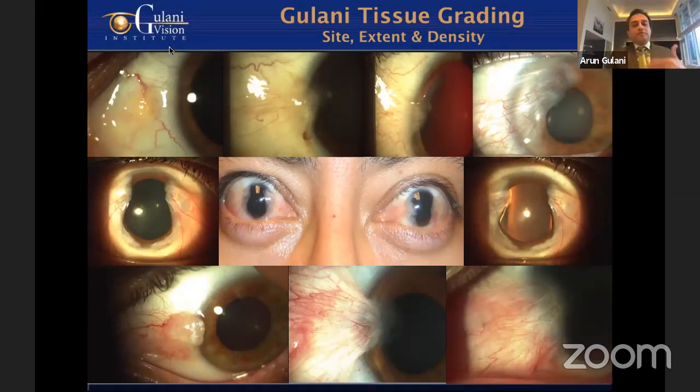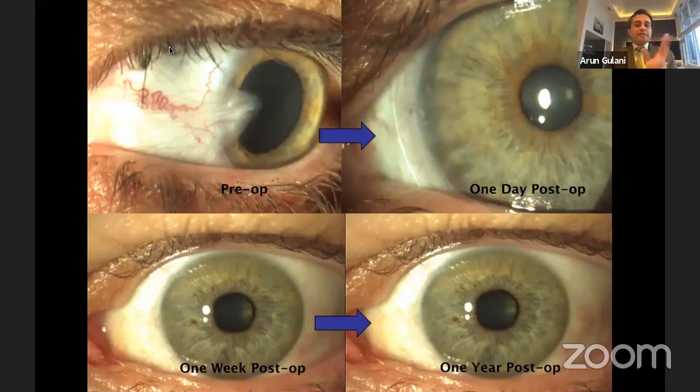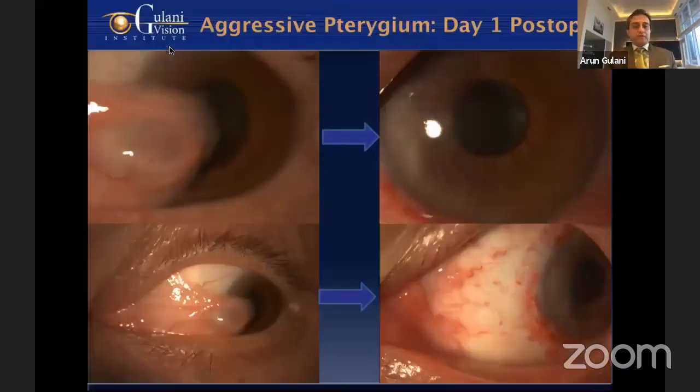So over experience, you learn to see that and you visualize in your mind how the surgery will go. Vascularity, very important. The more tortuous the vessels, the more active the lesion. Again, next day post-op is what I'm showing you. You can see the BCL in this patient because they were flying. I just want to make sure they're fine before they go back to their doctors.